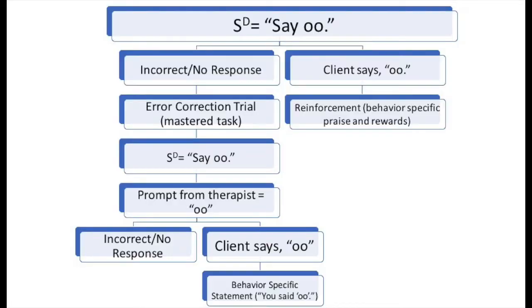So that's at the top. If you're thinking about this like a flow chart, which I'm going to make available as a graphic for you guys, think about it like it's up top. Say ooh is the SD. You then have two possible responses. You either have the correct response, they actually say ooh and repeat it, or they have an incorrect response, which is they say anything else or no response.